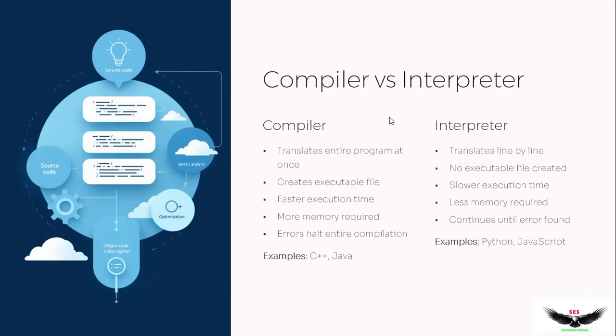So let's talk about this in detail. The characteristics of a compiler: it translates the entire program at once, it creates an executable file, there is faster execution time and more memory required. Errors halt the entire compilation. An interpreter translates line by line. No executable file is created. Slower execution time and less memory required. And it can continue until an error is found.